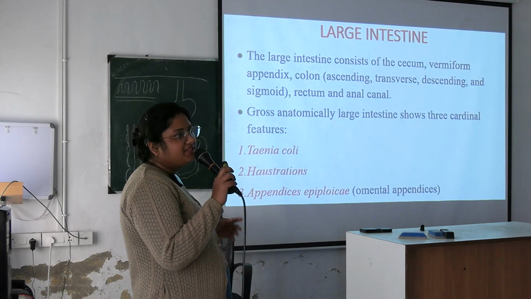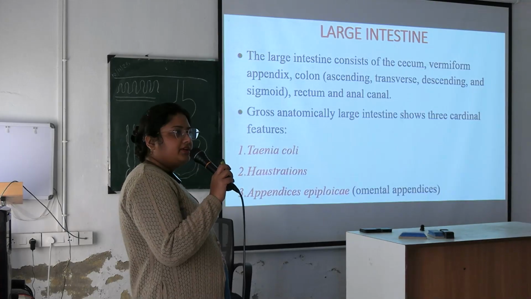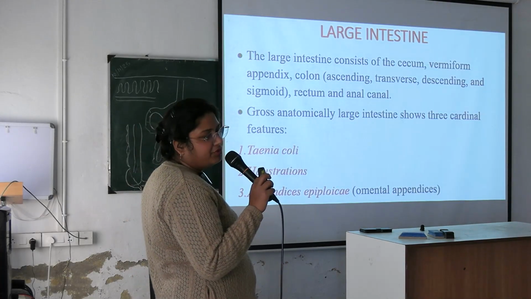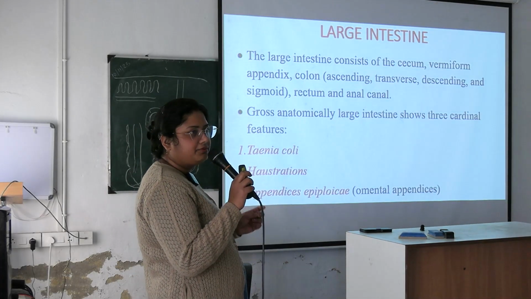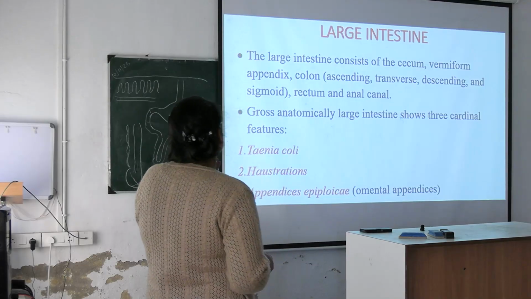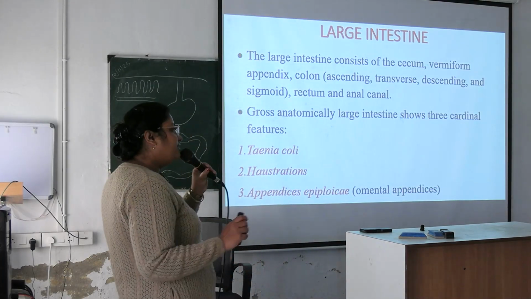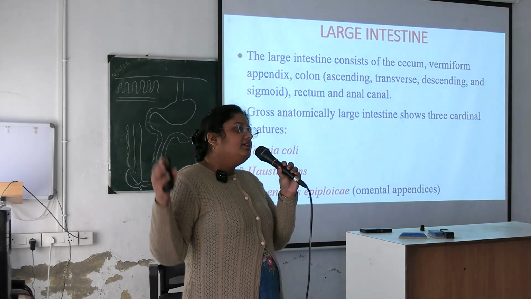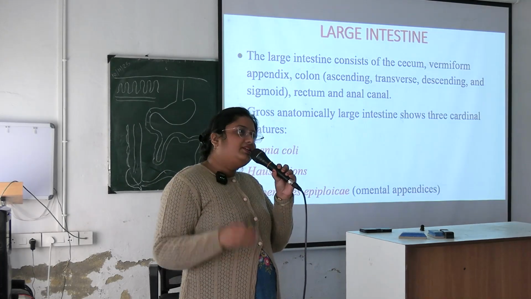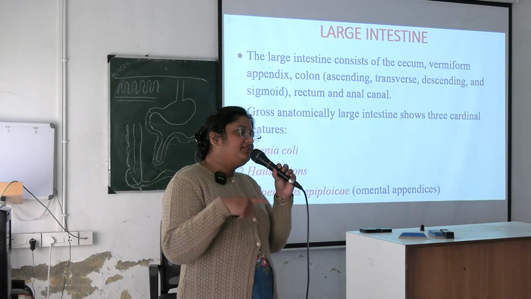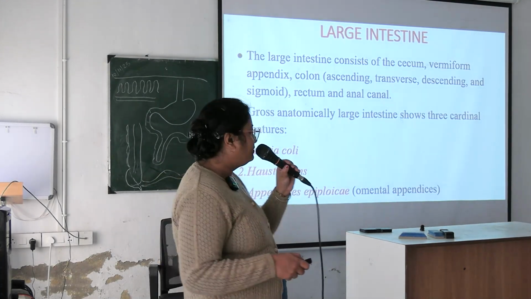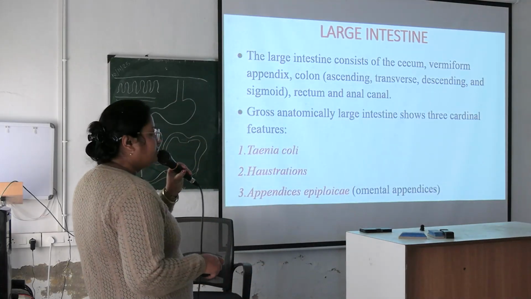You will see these also in the viscera of the large intestine. So these features are also important for your histology and also for the viscera. So they have Tenia Coli. Tenia Coli is the accumulation of the longitudinal muscle layers at three places. Three tenias are there. Okay, and there are Haustrations.